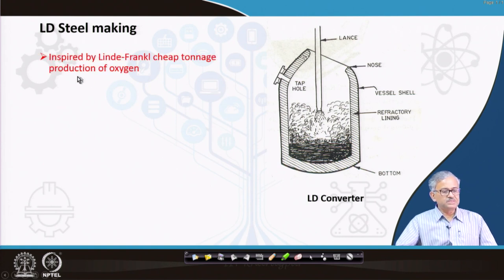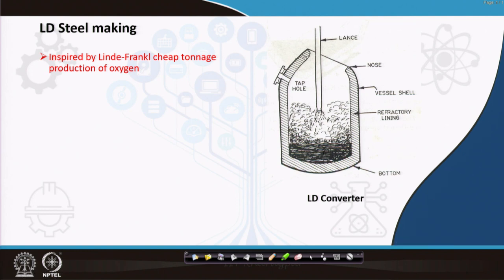Okay. Now, this LD process, I say that it is inspired by the Linde-Frankel cheap tonnage production of oxygen, because a similar thing, that is the purification of hot metal using oxygen, was also conceived by Bessemer. At that time, Bessemer used air only as a source of oxygen, and it was also an autogenous process. That is, the oxygen in air reacts with the impurities, forming energy, heat, and that heat self-sustained the process. At that time, Bessemer didn't have any access to cheap tonnage oxygen. That's why he had to depend on air. But air had a major problem, that it introduces a lot of nitrogen into the liquid steel. That is why the steel was not very clean, with problems especially in cold working.